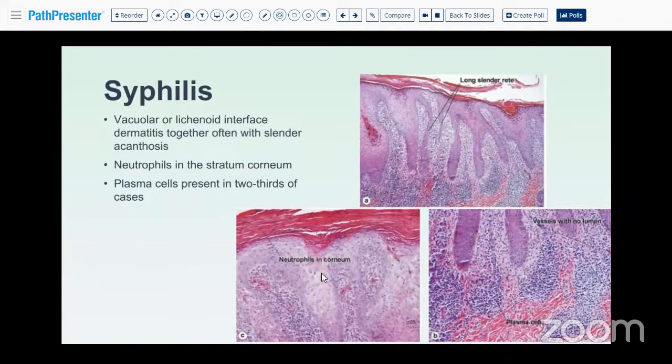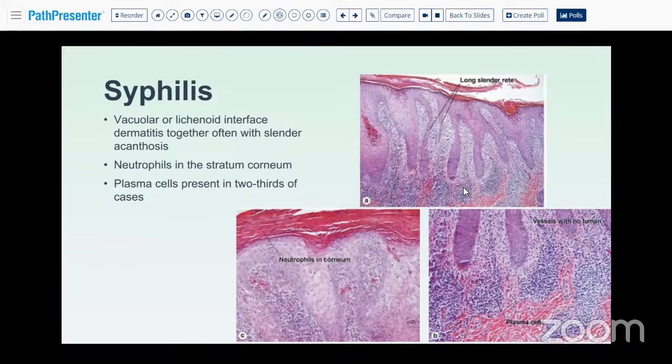Syphilis. So this is a vacuolar or lichenoid interface dermatitis, often with slender acanthosis. Neutrophils in the cornified layer can be a clue, and plasma cells are present in two-thirds of cases. So I put syphilis here in case anybody saw those plasma cells and said, oh, this must be syphilis. And syphilis really can look like anything. You don't always have to have this classic lichenoid with slender acanthosis. That's the most common presentation, but it is the great mimicker clinically and histologically. It can look like anything.